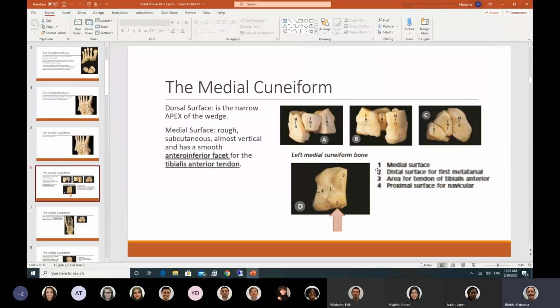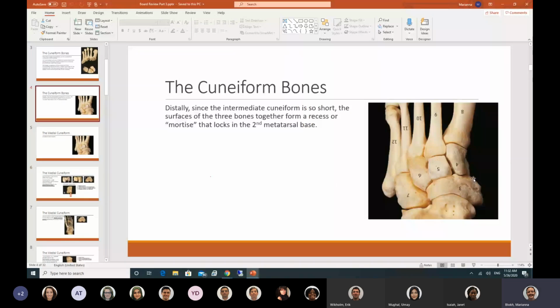You could read about the medial cuneiform. Okay, so the medial cuneiform has attached ligaments, tendons, things like that. So if you look at the medial cuneiform, on the medial side of it, we're talking about the medial aspect of the medial cuneiform.